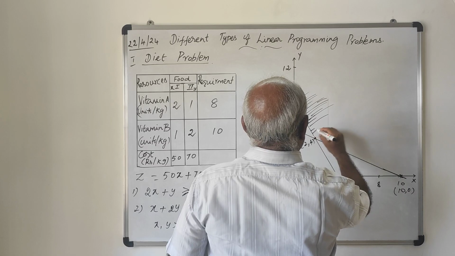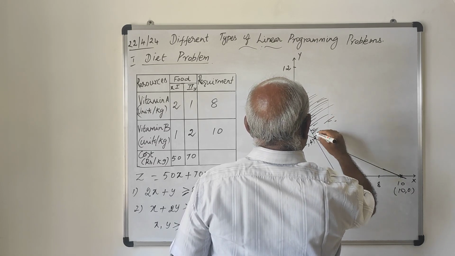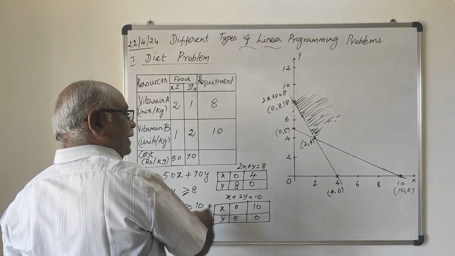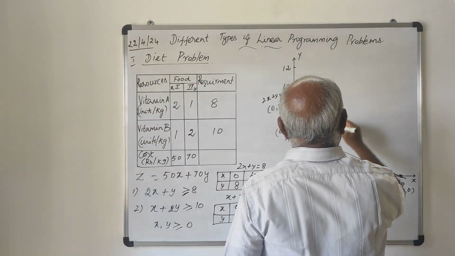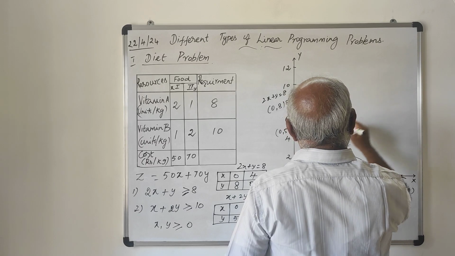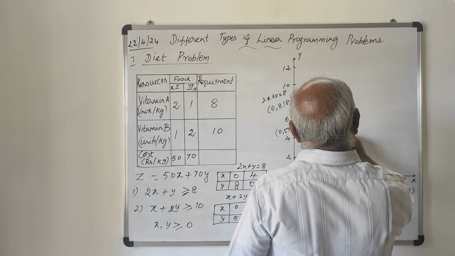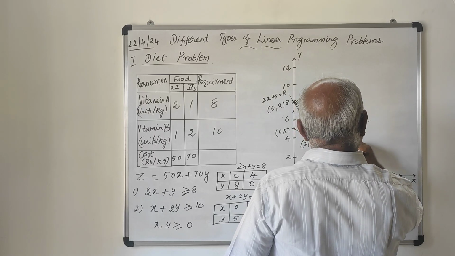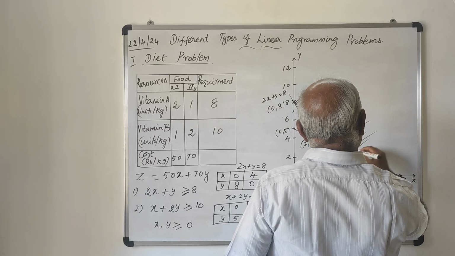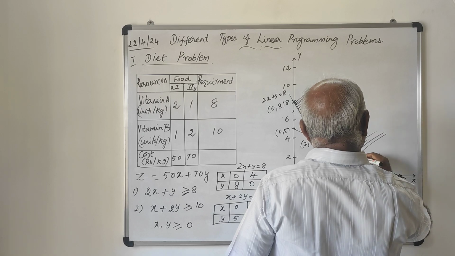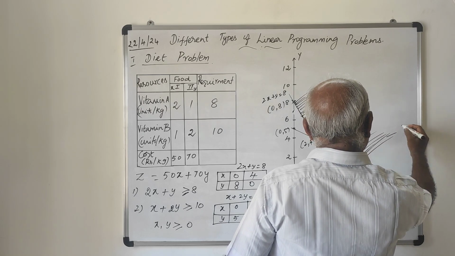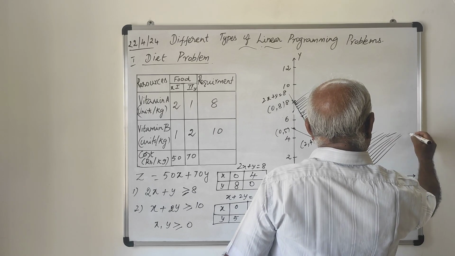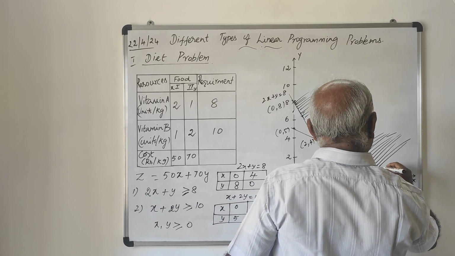Similarly, x plus 2y is also greater than or equal to 10. It's also away from the origin. So, unbounded region. This is an unbounded region. Both are away from the origin because both inequalities are greater than or equal to, which implies that the shaded part is away from the origin and also it is unbounded.